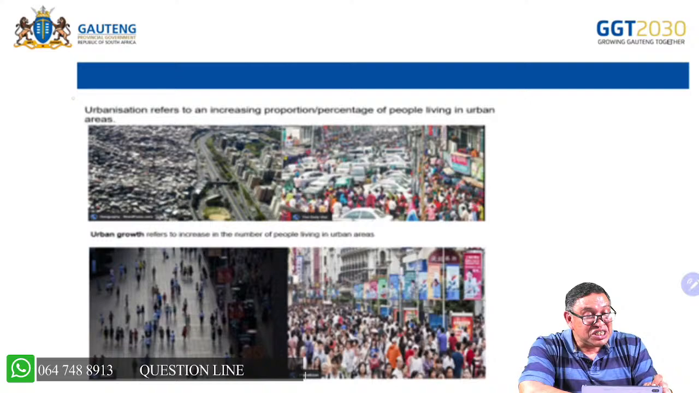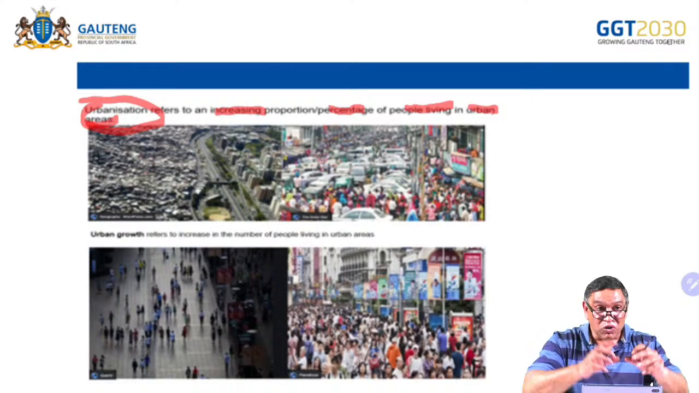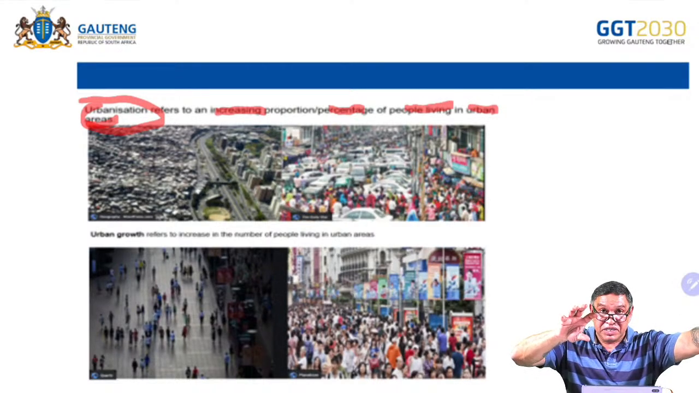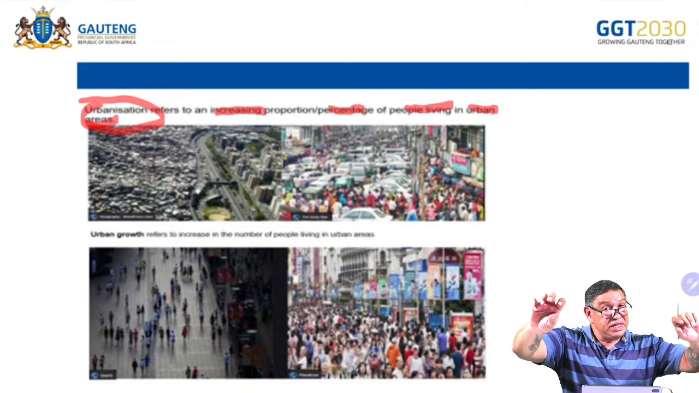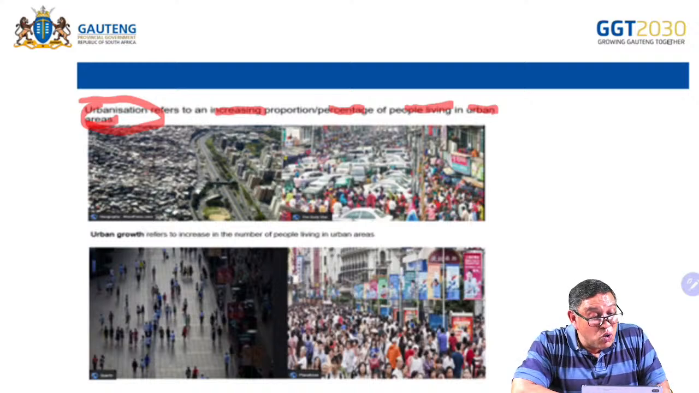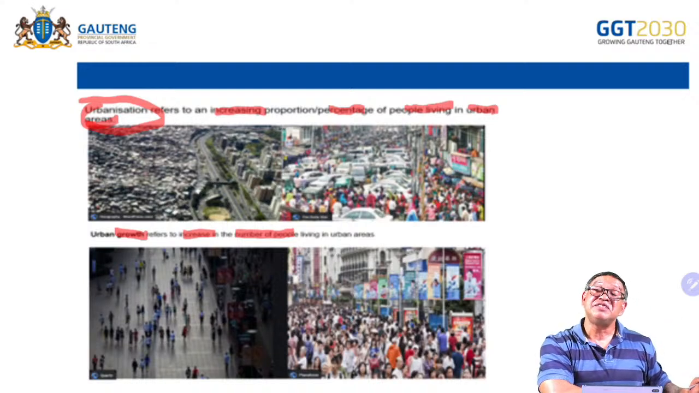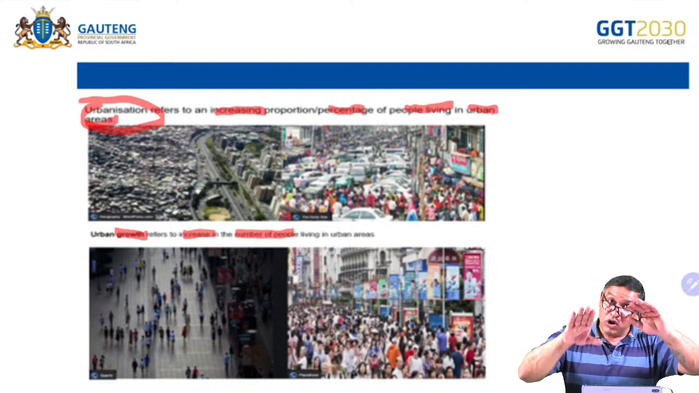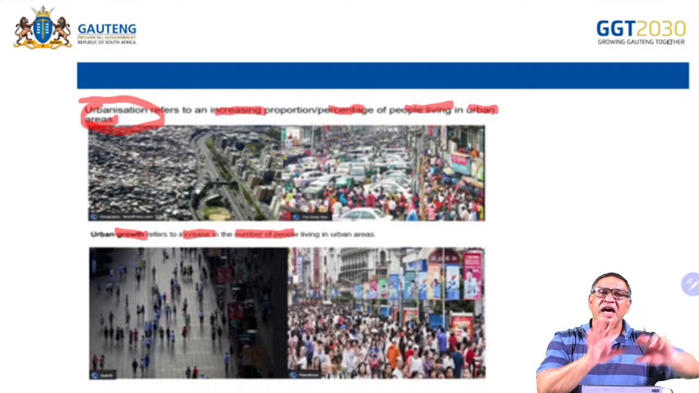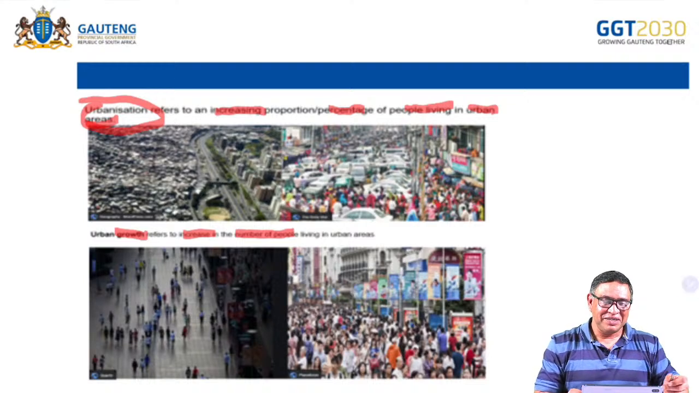Urbanization is the increasing percentage of people living in urban areas. So the percentage: last year it was 40% rural, 60% urban. This year it is 30% rural, 70% urban. It's increasing. Growth refers to the increase in the numbers. It doesn't mean that the percentage increases, because the percentage may stay lower, but the numbers just increase, and so do the numbers in the rural areas. So it's about numbers.